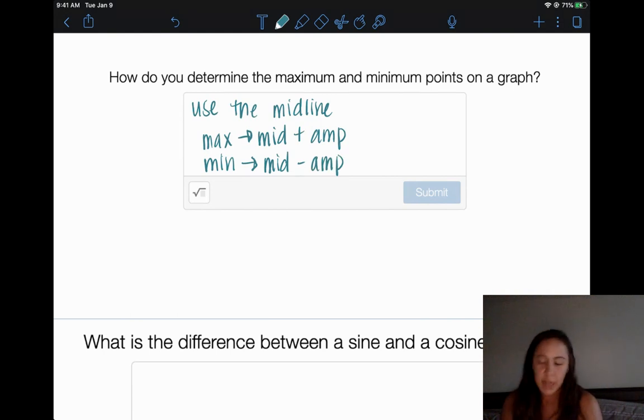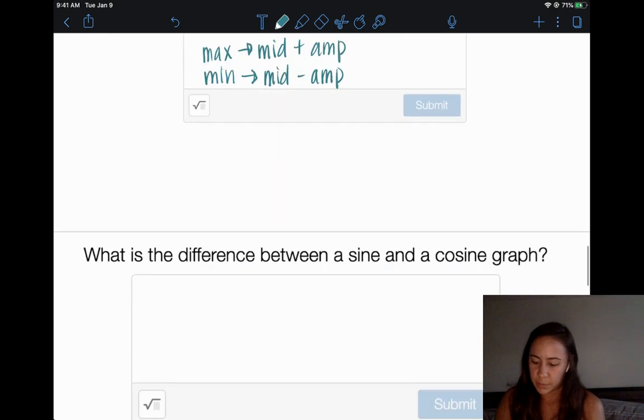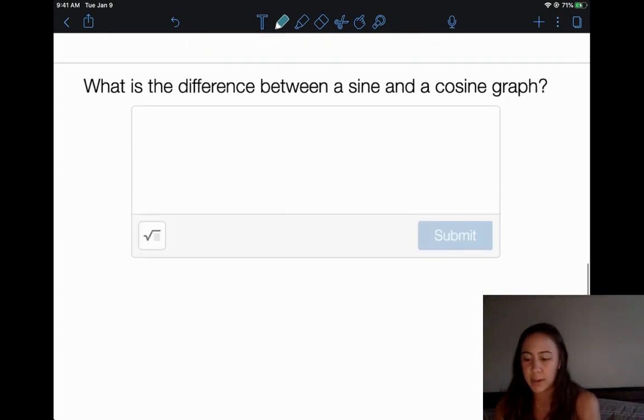If you're looking at the graph, you're going to find your midline. How high did you go and how low did you go? That is going to be your amplitude, but you have to look for that midline first to figure out what's that maximum point. What's the difference between a sine and a cosine graph?